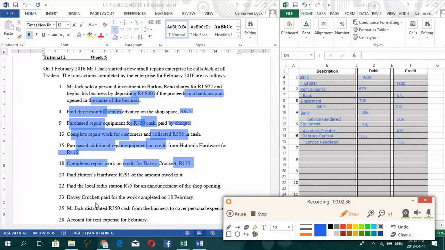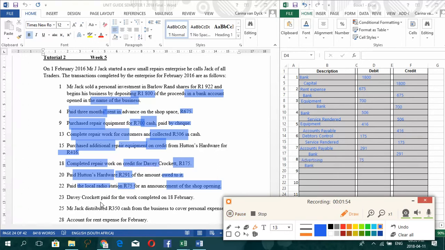The seventh transaction says paid Hutton Hardware 291 Rand of the amount owed to it. This shows that your creditors control is going to be decreasing on the debit side with 291 and then bank is going to be decreasing on the credit side with 291 Rand. The eighth transaction says paid the local radio station 75 Rand for announcement of the shop opening. Advertising is going to be debited with 75 Rand and then bank is going to be credited with 75 Rand.